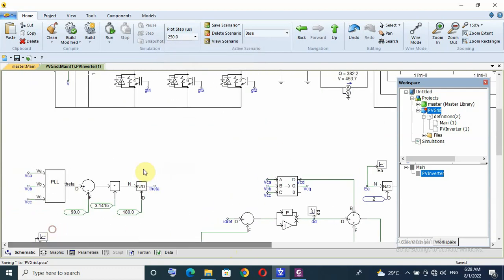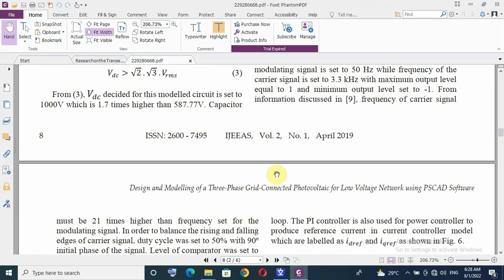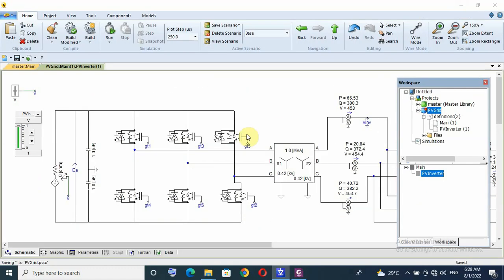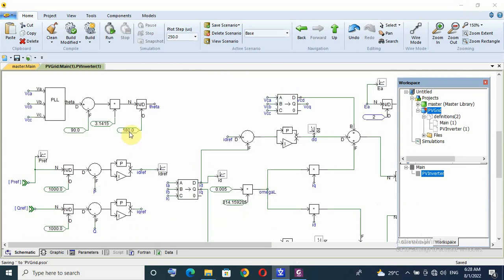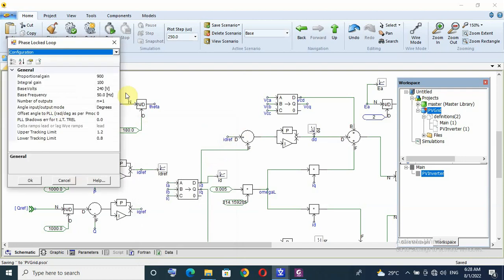So I built all these components using this paper. The only missing information is the tuning of the PI controller, because I have PI controllers here and here. And for converting ABC, I need theta. Theta, I get from the phase lock loop.